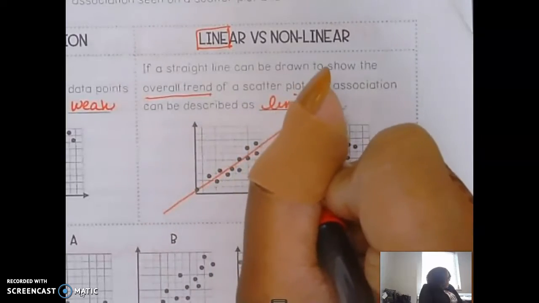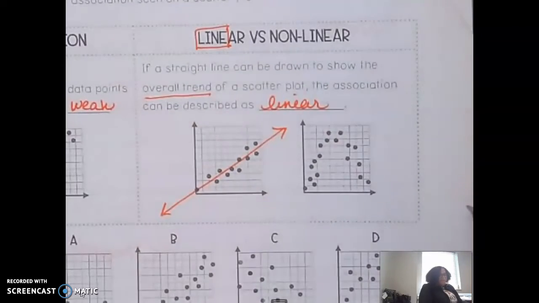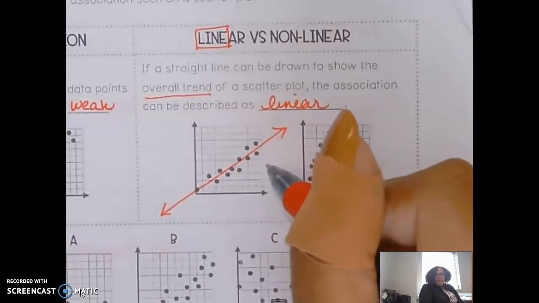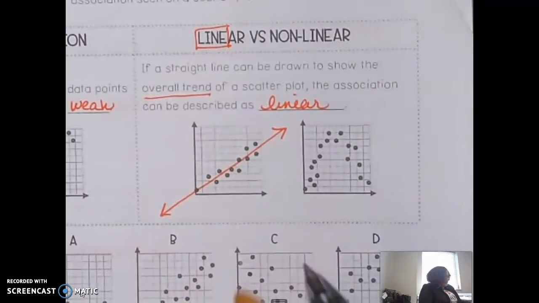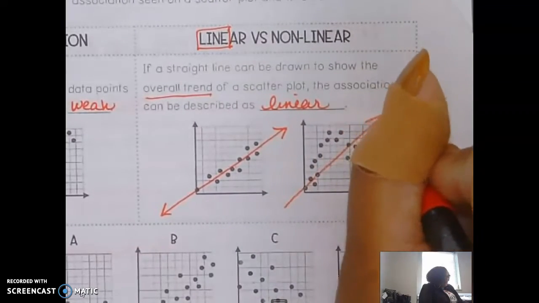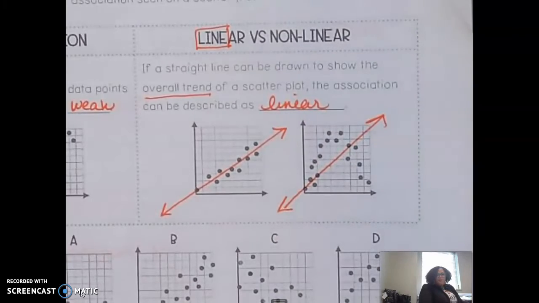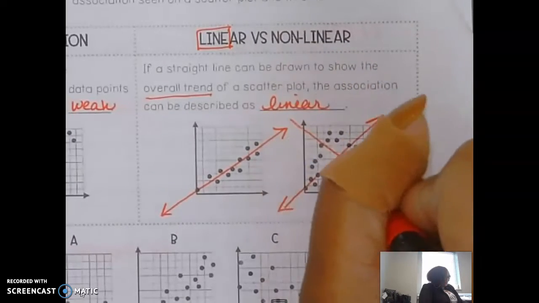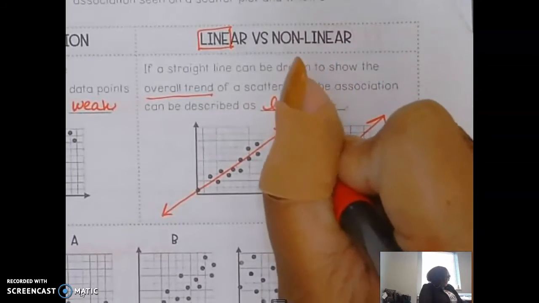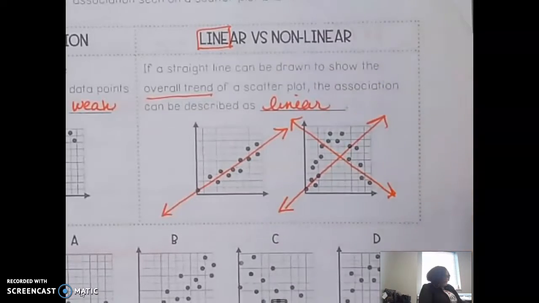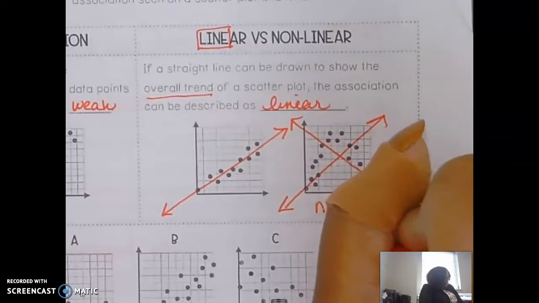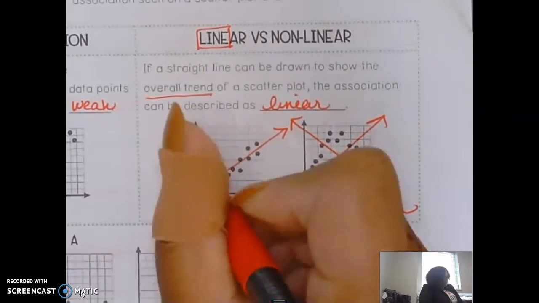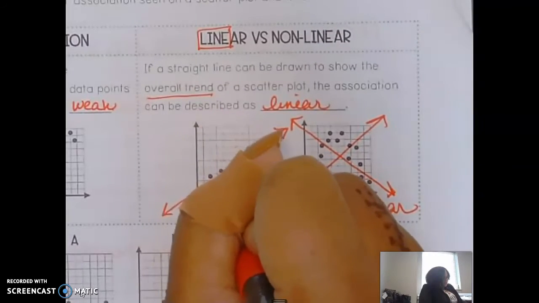I can draw a straightish line here, and the dots will kind of stay around it and keep going in that same pattern. Here, I cannot draw a straight line going from bottom left to top right, or top left to bottom right. There's no association there. Non-linear. And this is linear.